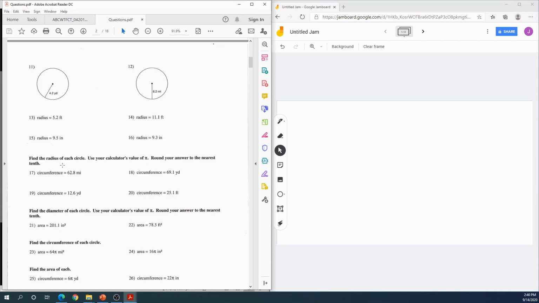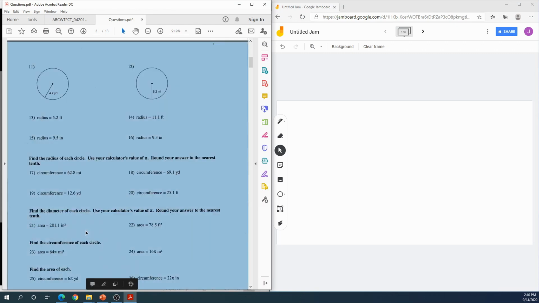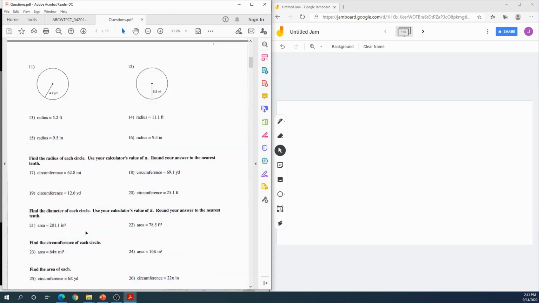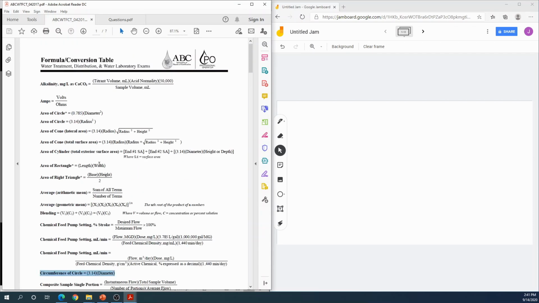All right, let's take a look at question number 21 here. Find the diameter of each circle. Use your calculator's value of pi. Round your answers to the nearest tenth. So in this case, it's giving us our area to start with. So going back to our cheat sheet, we have area of a circle, 0.785 times diameter squared.